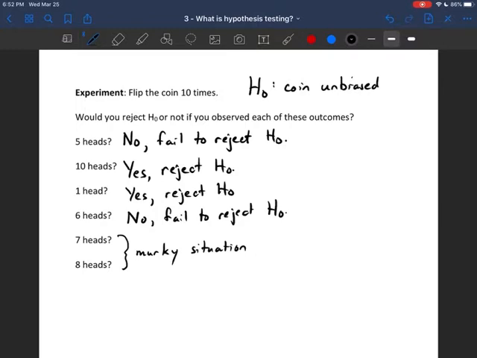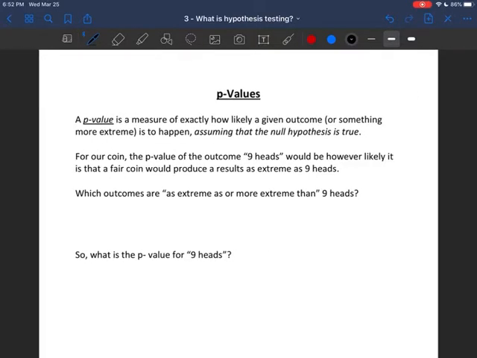And this murky situation is why we need a little bit of probability and statistics. This is why we've been looking at combinations and permutations. It's going to allow us to calculate some relevant probabilities for this exact kind of situation. So we need something a little bit more concrete if we're going to go forward from here. That thing is called the p-value.